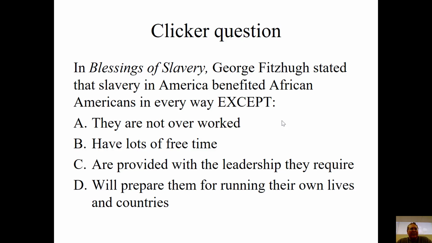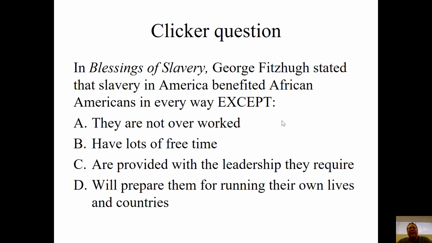And you can see it's not just here in the 1830s. This continues on. In the 1850s, a guy by the name of George Fitzhugh, also a South Carolinian, is going to write a pamphlet called Blessings of Slavery, which is basically just a reiteration of John Calhoun's work from the 1830s. And there he's going to say, look, we don't overwork slaves. If we did, they'd quit working for us. He says, look, we give slaves lots of time off.